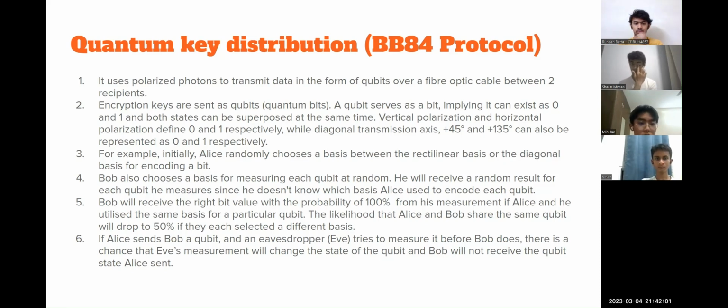For example, initially Alice randomly chooses a basis between the rectilinear basis or the diagonal basis for encoding a bit. Bob also chooses a basis for measuring each qubit at random, and he will receive a random result for each qubit he measures since he doesn't know which basis Alice used to encode each qubit. Bob will receive the right bit value with the possibility of 100% from his measurement if Alice and he utilize the same basis for a particular qubit. The likelihood that Alice and Bob share the same qubit will drop to 50% if they each selected a different basis. Any attempt to measure a qubit will necessarily disrupt its quantum state, and hence any eavesdropping attempts will be detected by Alice and Bob, as it will reduce the possibility of Alice and Bob having the same bit value.